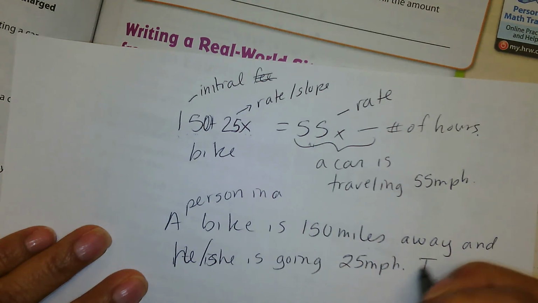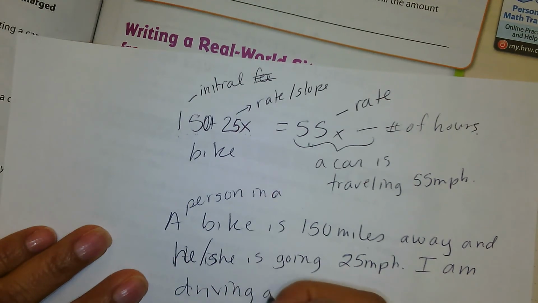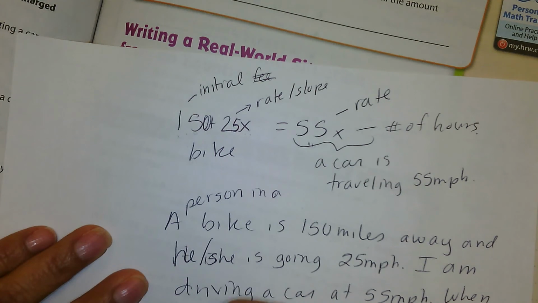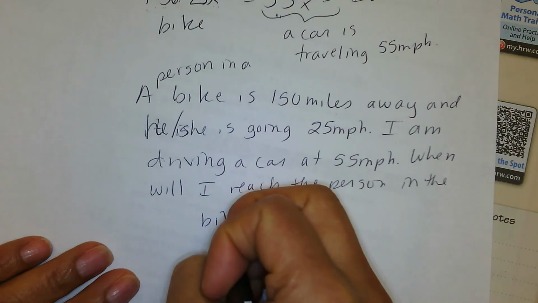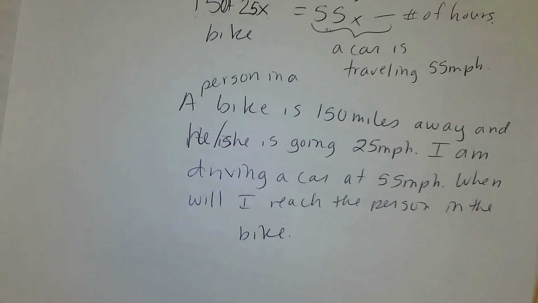Okay. I am driving a car at 55 miles per hour. When will I reach the bike? The person in the bike. When will I reach the person in the bike? That's what I'm thinking. Okay. What do you guys think? Okay. So anyways, go ahead and try it out and then let me know if you get it.